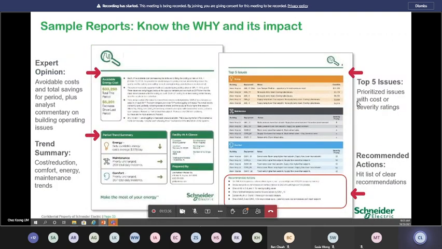Just to share, the next few slides are some examples, some of the reports that we are going to provide for the different advisors. You will see all kinds of things like what are the top 5 issues, the immediate things that you need to look at, the immediate things that you need to resolve. What are the recommended actions? What is the expert opinion? What do we think might help you that you can do?